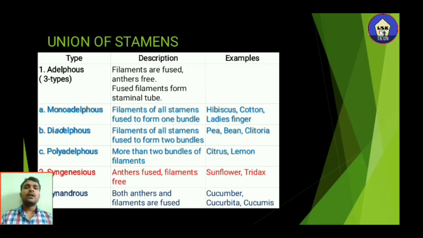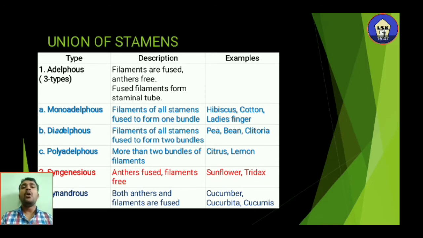The first one is the adelphous type. Adelphous means the filaments are fused but the anthers are free. The fused filaments form a staminal tube. All the filaments of all the stamens are fused together to form a continuous tube-like structure, called the staminal tube. Adelphous can again be classified into three types.